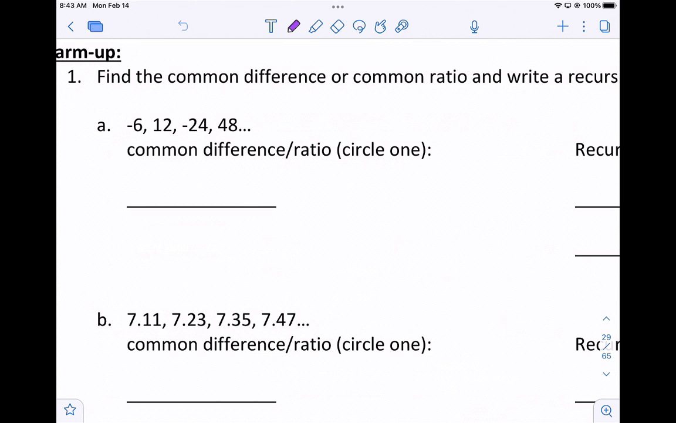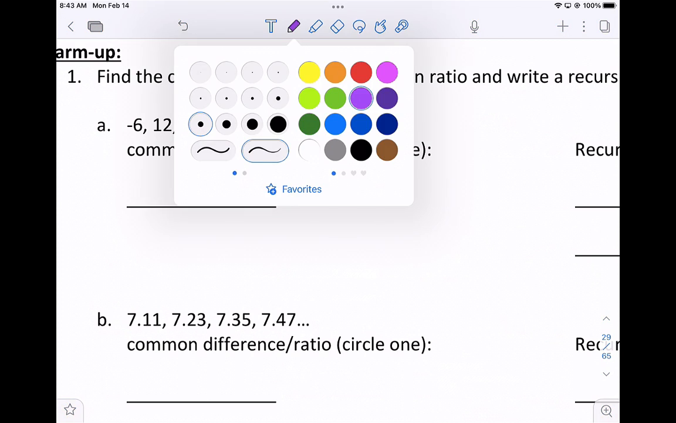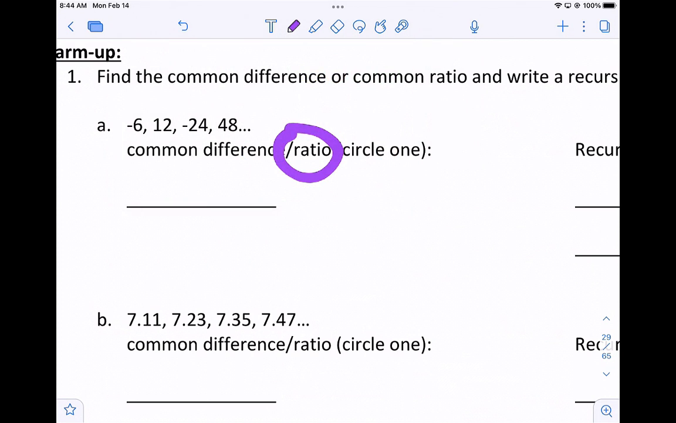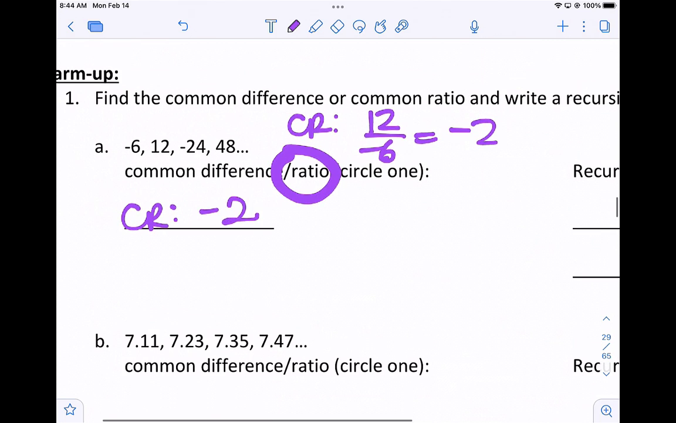has to be geometric. It's the only way you can get from a negative sign to a positive and a negative to a positive. So if it's geometric, it has a common ratio, and to find the common ratio, you just take any number and divide by the one before it. So here the common ratio is negative 2, and what that means is if we multiply any number in the sequence by negative 2, we'll get the next term in the list.